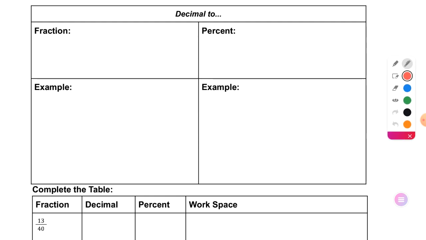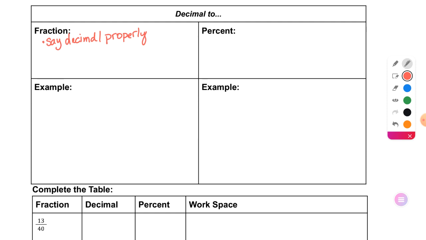Decimal to fraction. How do I change a decimal to a fraction? Kinley? How do I change a decimal to a fraction? What do you think? It's not always over 100. Yeah, we have to say the decimal properly. If we can say the decimal properly, we can write it as a fraction.